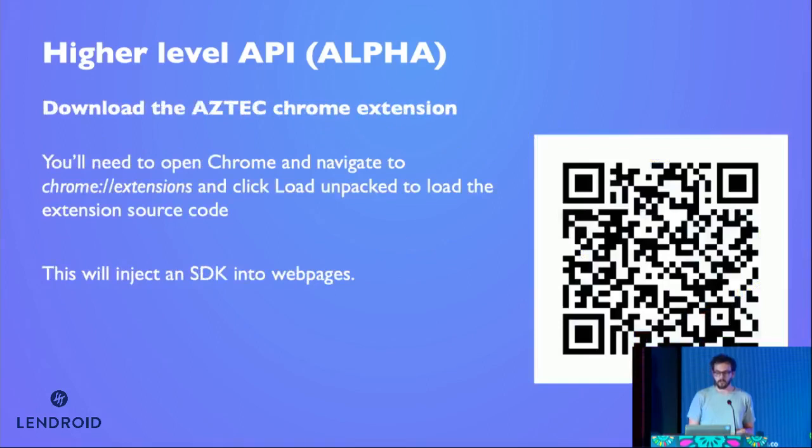To actually set it up, you will need to download a Chrome extension. Because this is an alpha, you're going to have to install it from source. That QR code will take you to our GitHub repo. Just clone that GitHub repo, and then open your Chrome, go to chrome://extensions, and you'll see a button that says Load Unpacked, and just select the files that you've just cloned from GitHub. That will give you an extension in your Chrome, which will interface with MetaMask and also inject an API in your web page, which you'll then be able to use to access AZTEC.